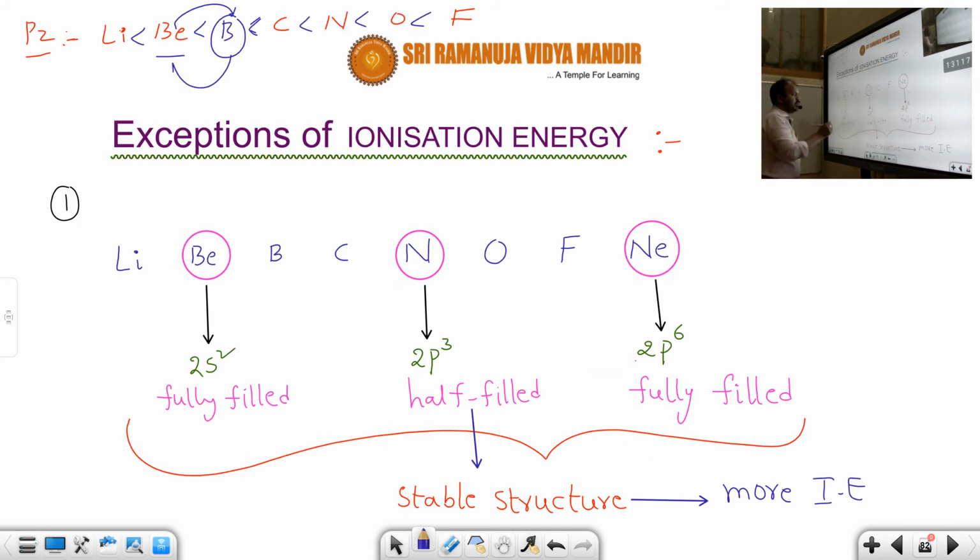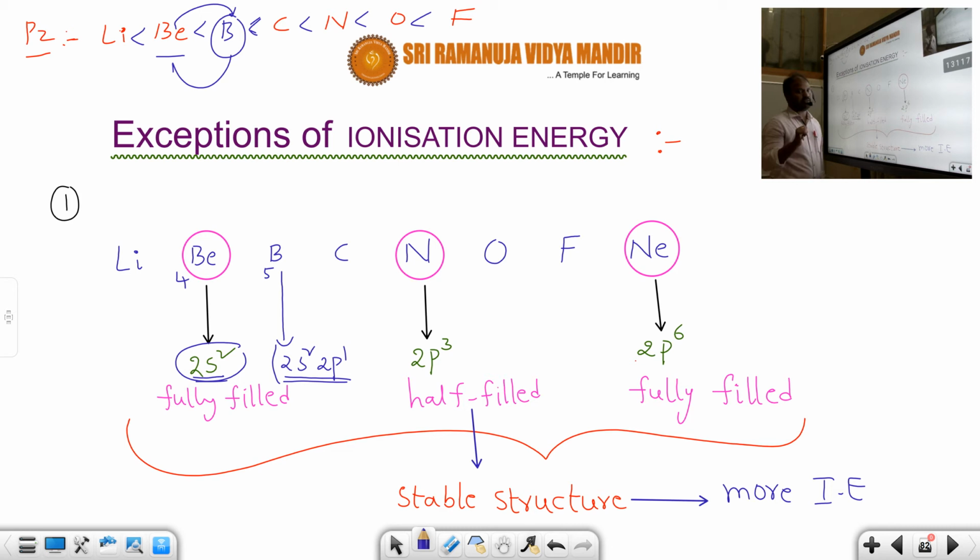Beryllium has atomic number 4, so its electronic configuration is 1s2 2s2, and in the valence shell the configuration is 2s2. Boron has atomic number 5, so 1s2 2s2 2p1, and the valence shell configuration is 2s2 2p1. I have taken the valence shell electronic configuration here. Here the s orbital is fully filled, because s containing 2 electrons is more stable.